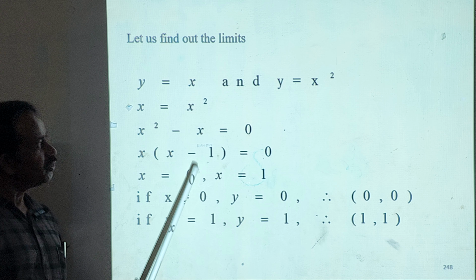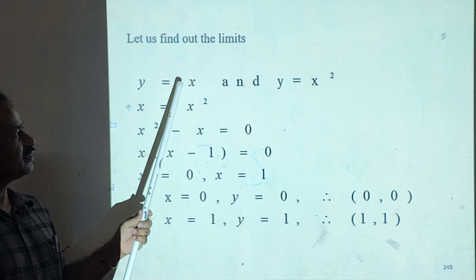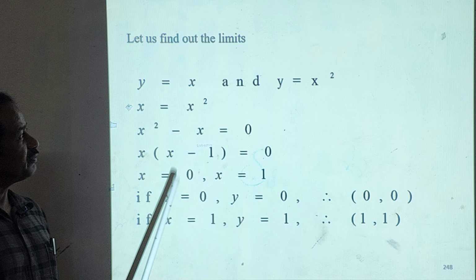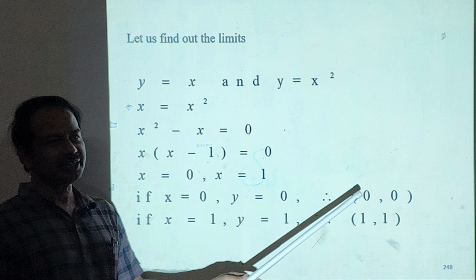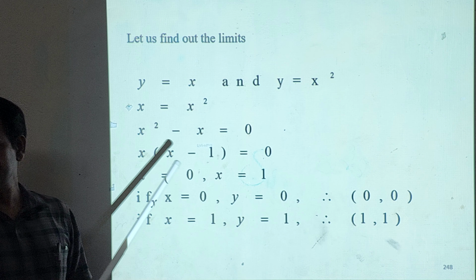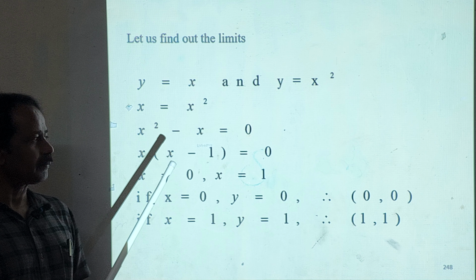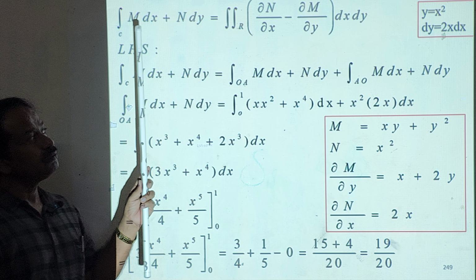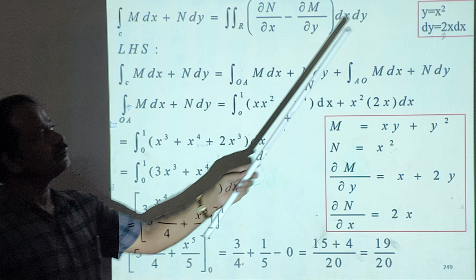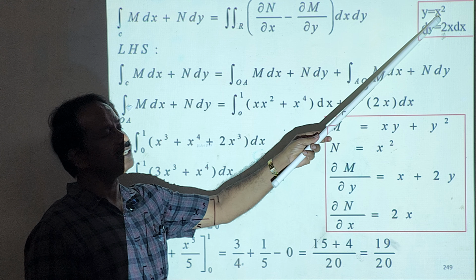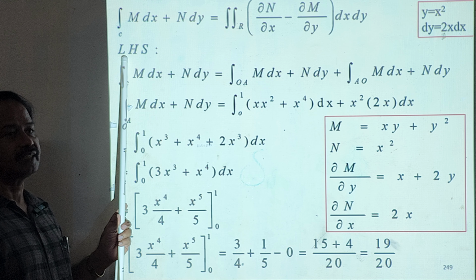If x = 0, y = 0, correct? Substituting x = 0 in that equation, y becomes 0. If x = 1, y will become 1. So we have the two points (0, 0) and (1, 1). So this is for x and this is for y. Now this is for Green's theorem. These equations are given in the table, and first we will calculate the left hand side.